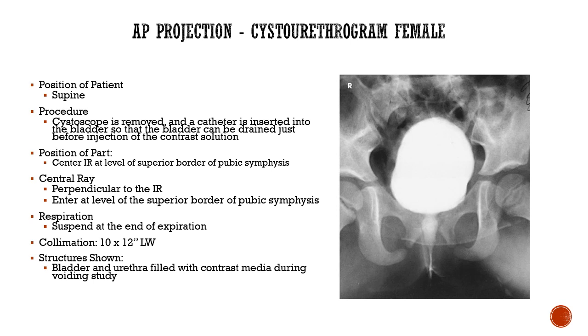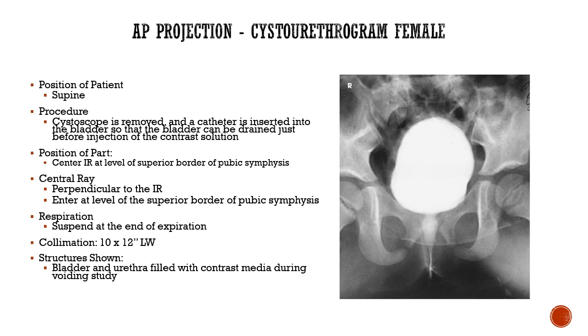For the cystourethrogram in the female, we're going to perform an AP projection only. The patient is supine, the cystoscope is removed, and the catheter is inserted into the bladder so the bladder can be drained just before injection of the contrast solution. We're going to center the image receptor at the level of the superior border of the pubic symphysis, and our central ray will be directed perpendicular to the image receptor. We're going to suspend respiration at the end of expiration.